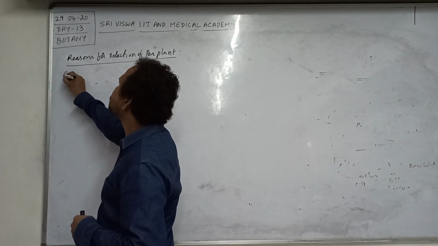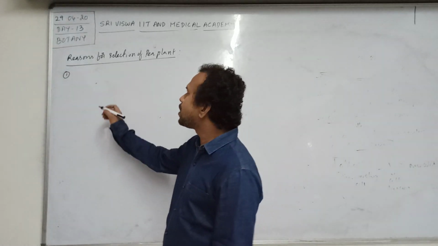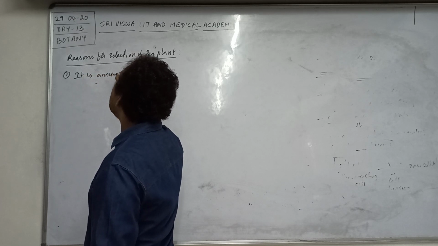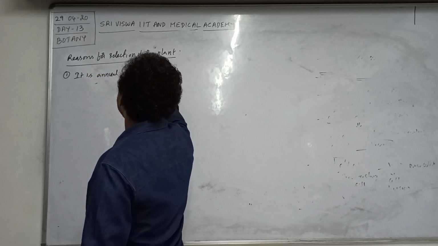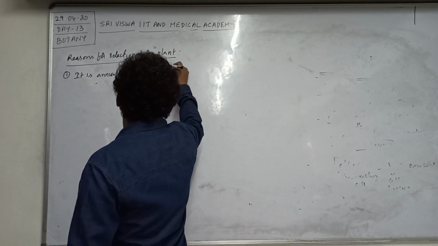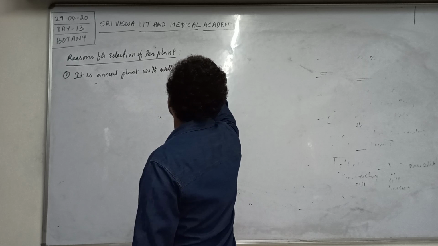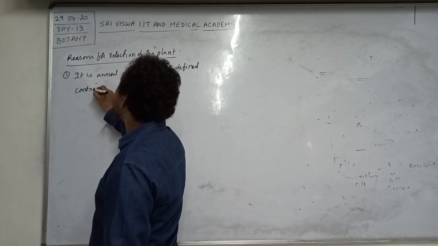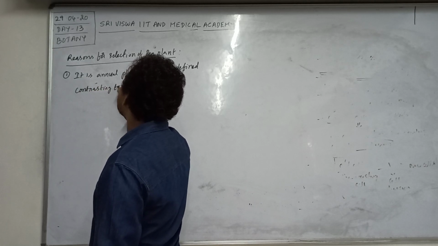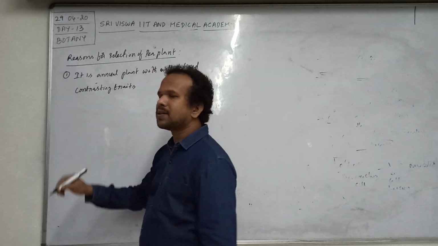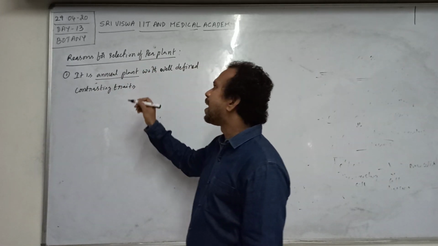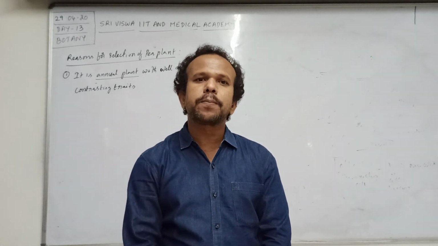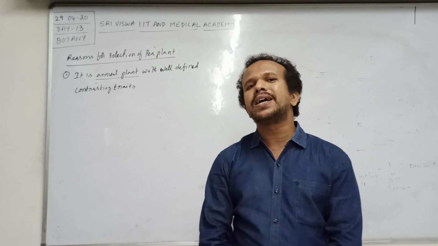However, here the first and most important reason: basically this pea plant is said to be an annual plant with well defined contrasting traits. Very important. Basically, it is an example for annual plant. What are annuals? Annuals are the plants which can complete their life cycle within 1 year.